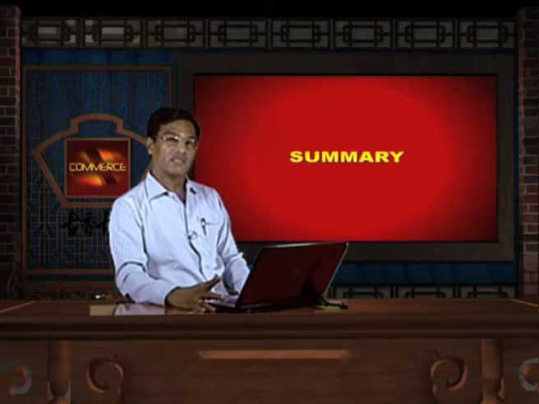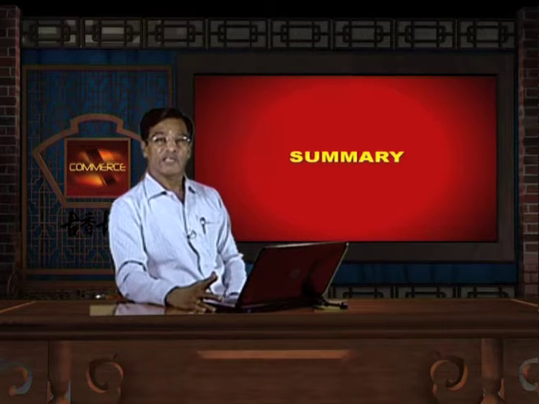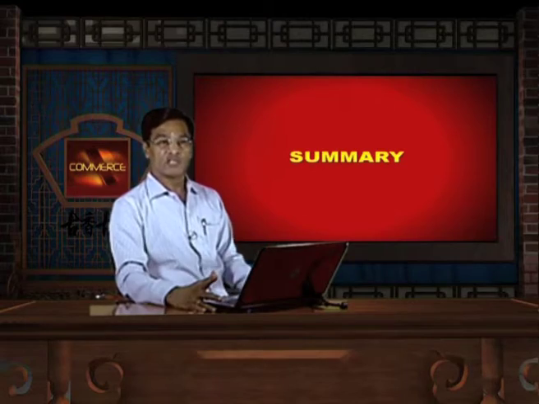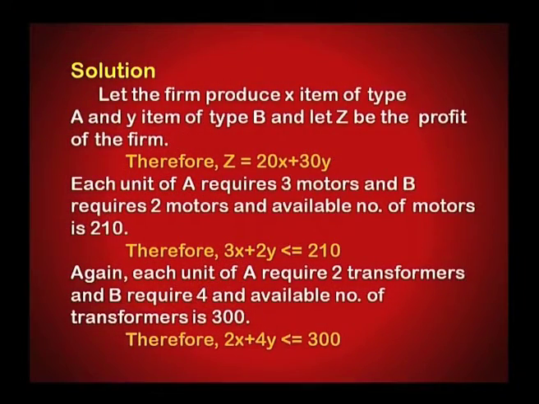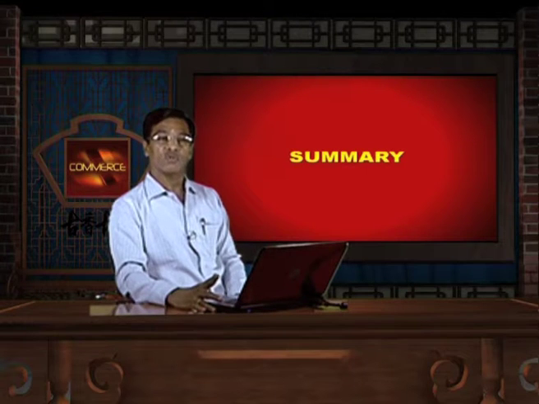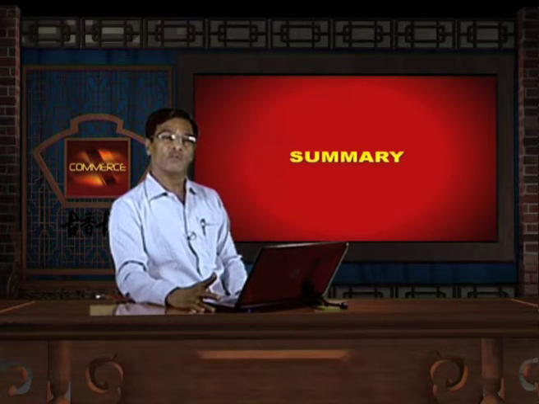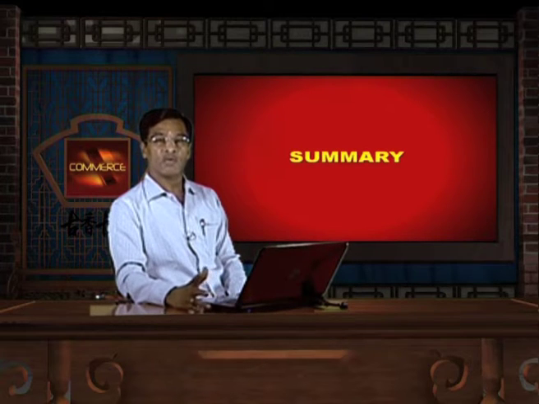Then we have given some examples to discuss the linear programming problem in detail. In the first example, it is the product mix example and the constraints are of less than or equal to type. In the second example, it is also a product mix problem, but here the capacities of machines are given. Therefore, we restrict our constraints to less than or equal to type.